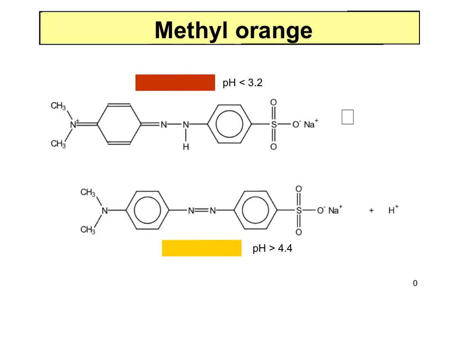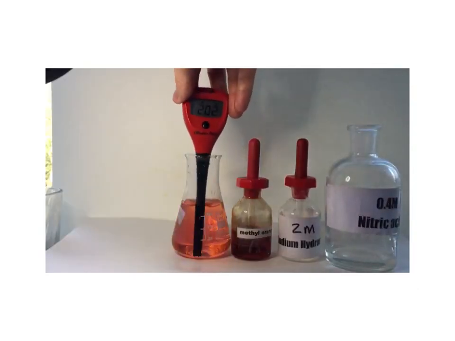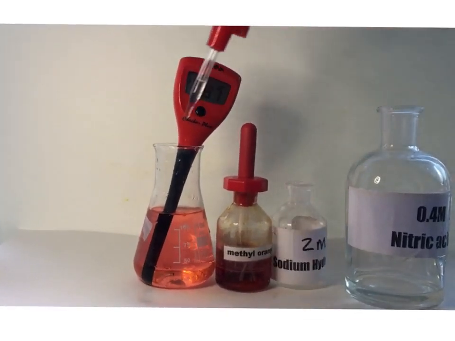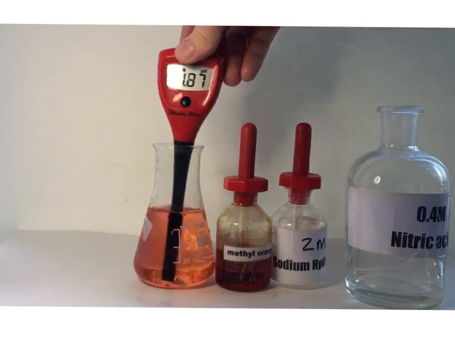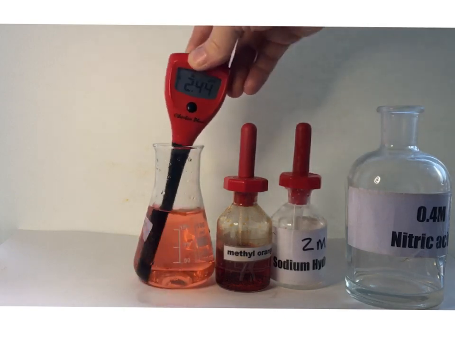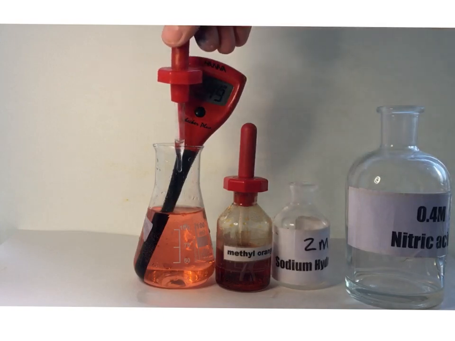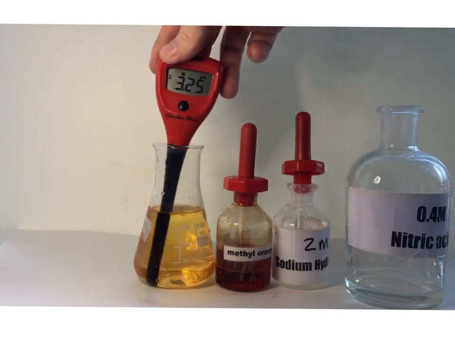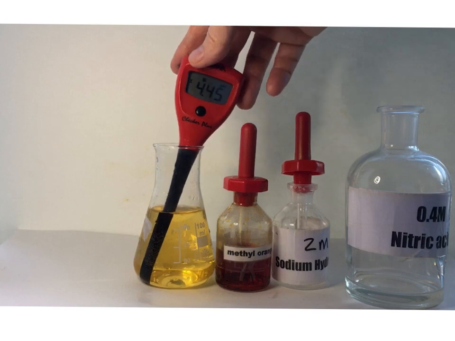Let's have a look at a video of that. In the video, I first of all add some nitric acid, so you can see that the methyl orange is pink at about pH 1.87. I then add some drops of sodium hydroxide, give it a quick stir, and the pH starts to rise. It's still acidic at about pH 2.49 there, you can see. Now adding a bit more sodium hydroxide, and you can see immediately it's gone yellow. And the pH is only 4.45.